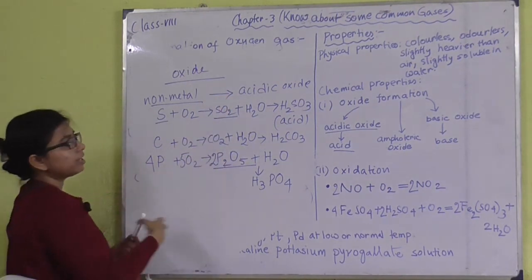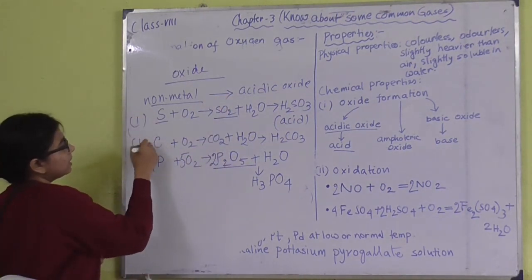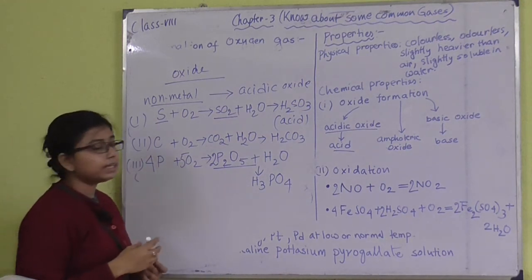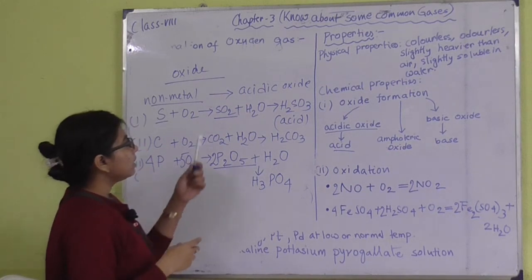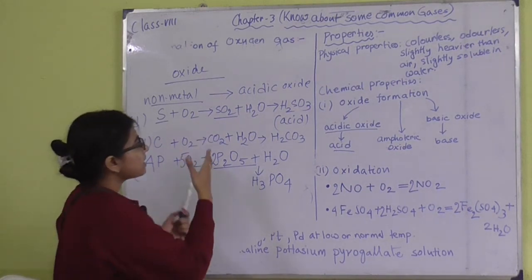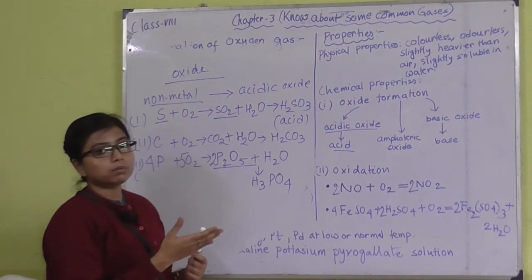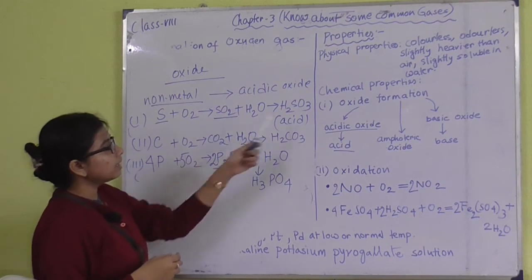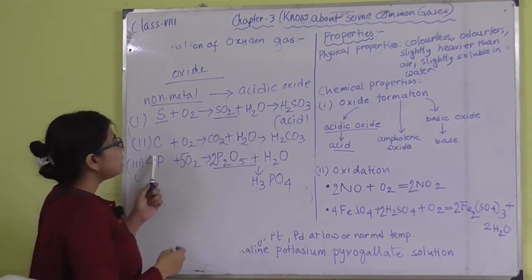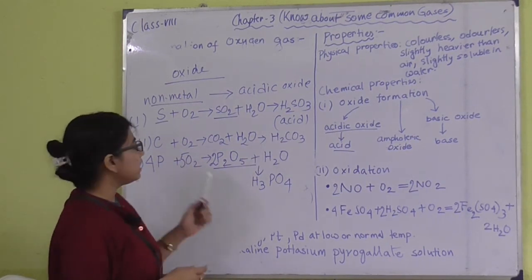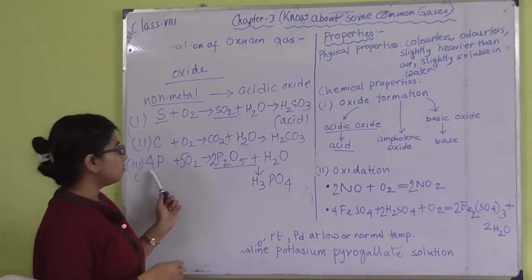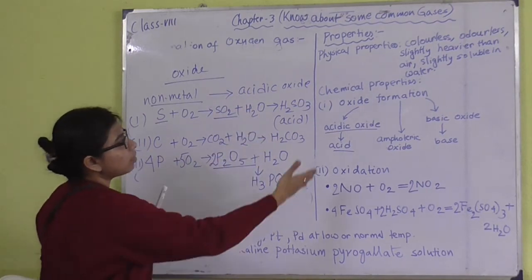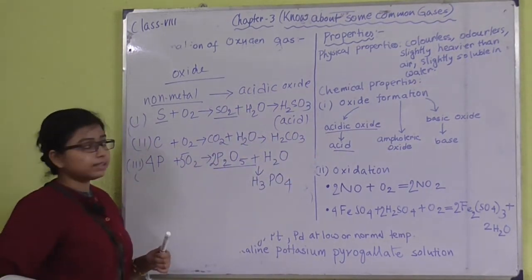So, in all three cases we can see that oxygen will react with a non-metal to give you an acidic oxide, and this acidic oxide always reacts with water to give you an acid. If it is sulfur, then you will get sulfurous acid. If it is carbon, then you will get carbonic acid, and if you take phosphorus, it will give you phosphoric acid. So, all this about the first kind of oxide, that is acidic oxide.